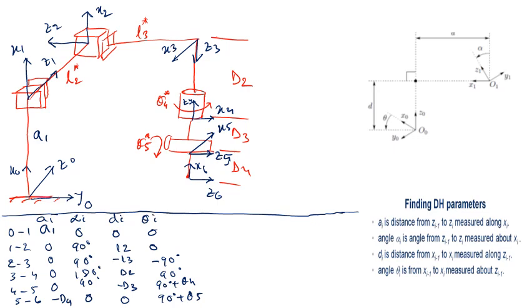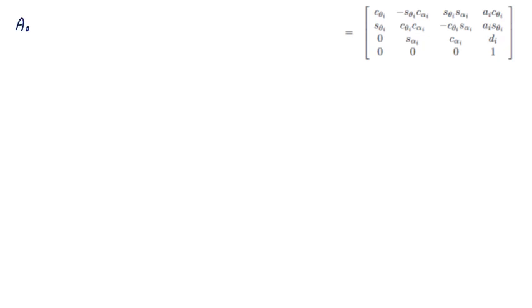Now once you have the DH table, then you can calculate the homogeneous transformation matrix for A0,1, 1,2, 2,3, and so on and so forth, using this formula. So let us write down the individual transformation matrices first. A0,1 would be equal to, by using this and using the DH table values, you can find out the matrix values, the individual components.